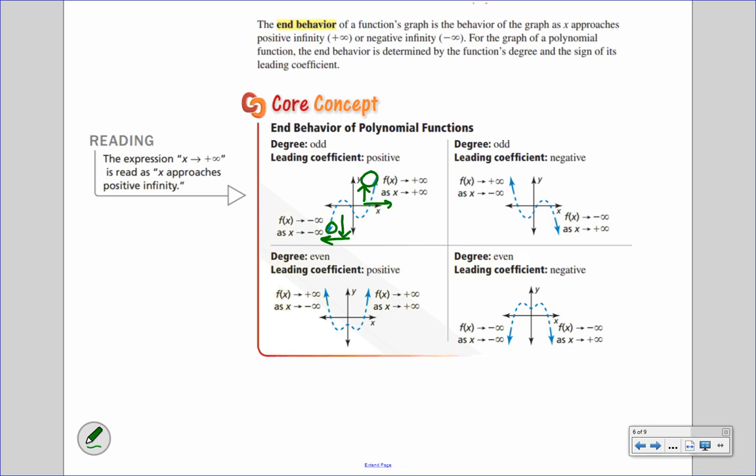And if we look at this, we can take a look at a polynomial and determine if the degree is odd or even, and if the leading coefficient is positive or negative. And determining these two pieces of information will tell us what the end behavior is. So we're going to look at the polynomial, determine if it's even or odd, positive or negative, and then we're going to go back to our chart, and that will tell us our end behavior. So let's take a look at these.